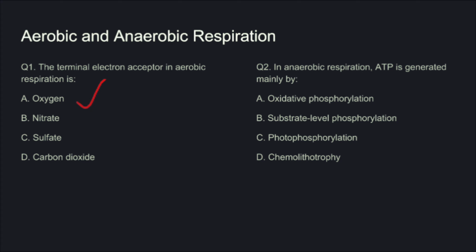Question number 2. In anaerobic respiration, ATP is generated mainly by A oxidative phosphorylation, B substrate level phosphorylation, C photophosphorylation, D chemolithotrophy. So correct answer is your oxidative phosphorylation. Like aerobic respiration, anaerobic respiration also uses an electron transfer chain for your ATP generation.